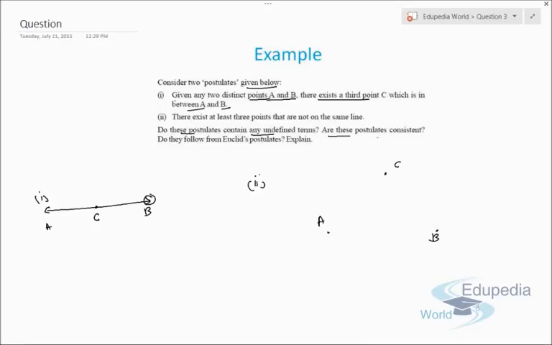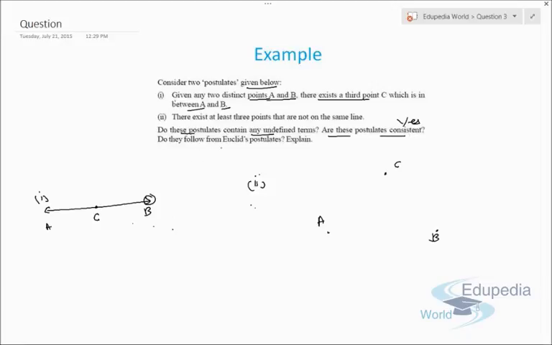And now, are these postulates consistent? Yes, these postulates are consistent because they deal with two different situations. In the first postulate we have 3 points, but they are on the same line. In the second postulate we also have at least 3 points, but they are not on the same line. So these two conditions can both prevail, or we can assume them as a universal truth also. So that's why these postulates are consistent.